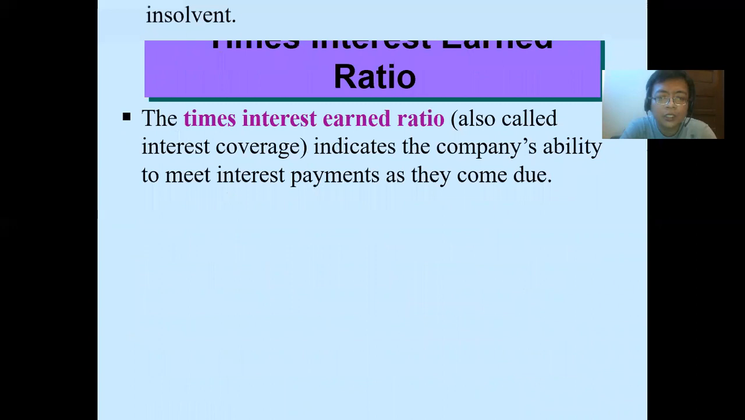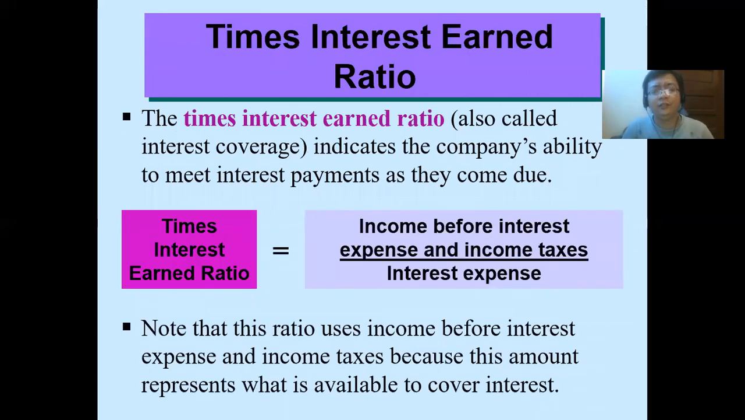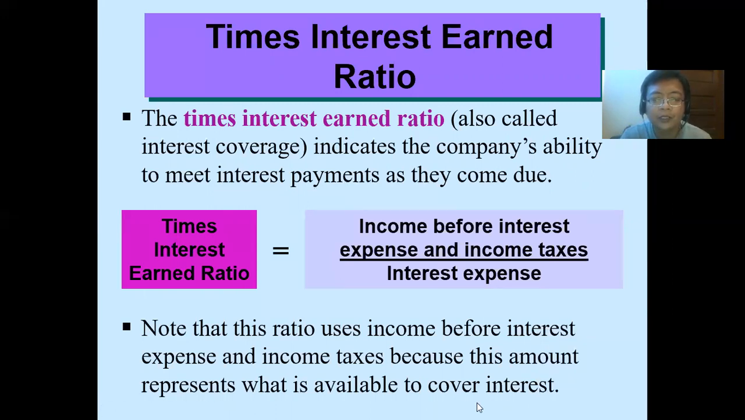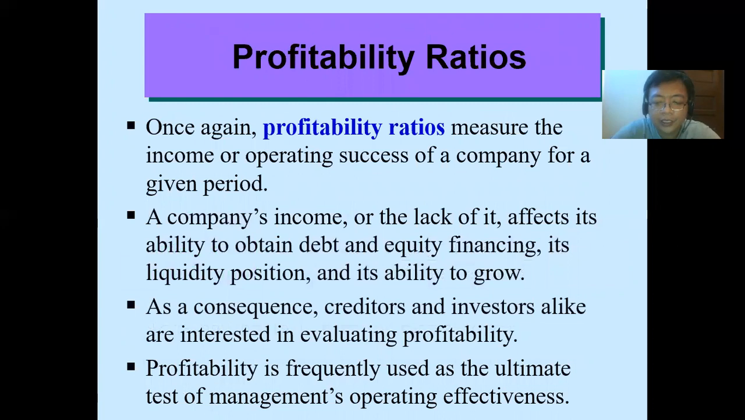Okay? You have also times interest earned. So, meaning, ito naman, or also known as interest coverage. So, it indicates no ability by the company to meet its interest as they become due. This is the formula. Times interest earned ratio is equals to income before interest and taxes divided by interest expense. So meaning, ano lang naman to, you can be able to cover payment of interest. Okay. Any questions so far? None? Okay, next.